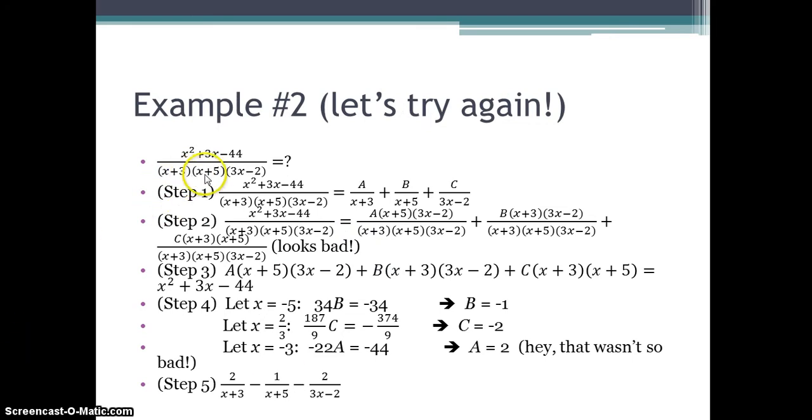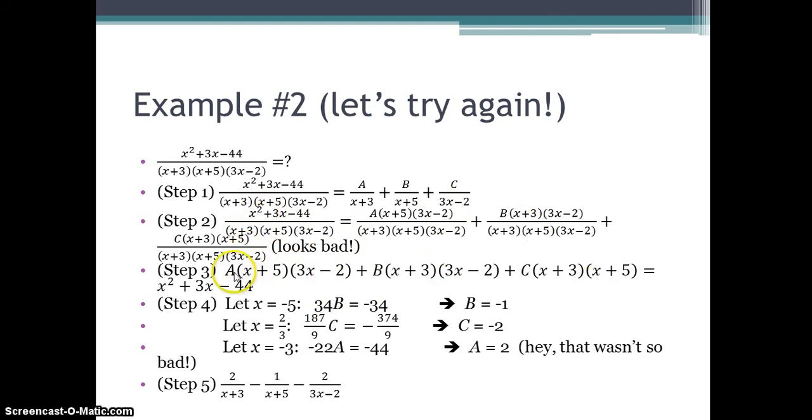Let's say we had an x plus 3, x plus 5, and a 3x minus 2 on the bottom. Well, we decompose that into A over x plus 3 plus B over x plus 5 plus C over 3x minus 2. We rematch our denominators, so the A gets an x plus 5 and a 3x minus 2. The B gets an x plus 3 and a 3x minus 2, what it didn't have originally. And the C gets an x plus 3 and an x plus 5 in its numerator. It looks bad, but it isn't really too bad since we already matched the denominators.